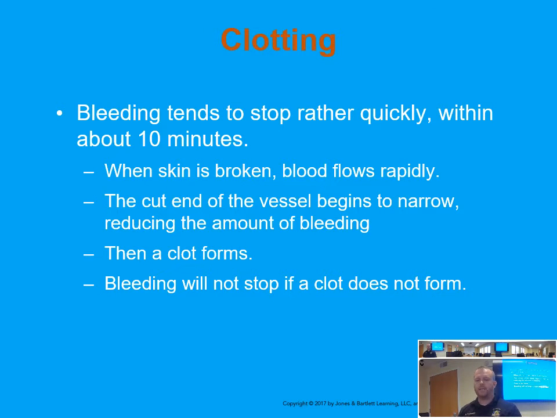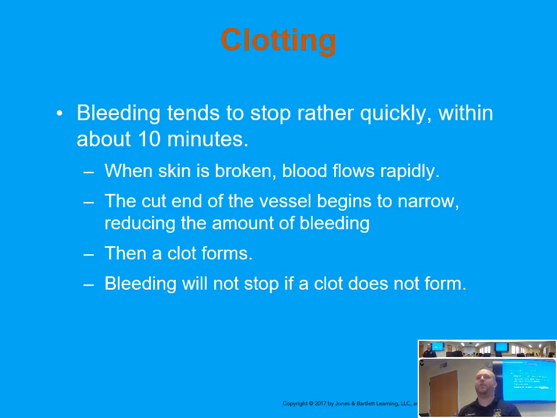Clotting. Bleeding tends to stop rather quickly, within about 10 minutes. When the skin is broken, blood flows rapidly. The cut ends of the vessel begin to narrow, reducing the amount of bleeding. A clot then forms. Bleeding will not stop if a clot does not form. It's important that we stop and manage people's bleeding. Clots are our body's natural way of stopping bleeding.